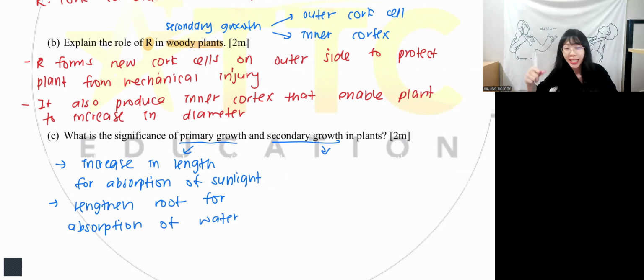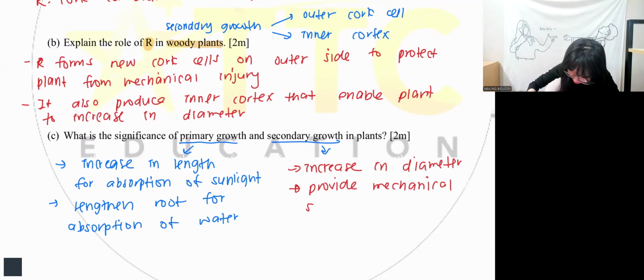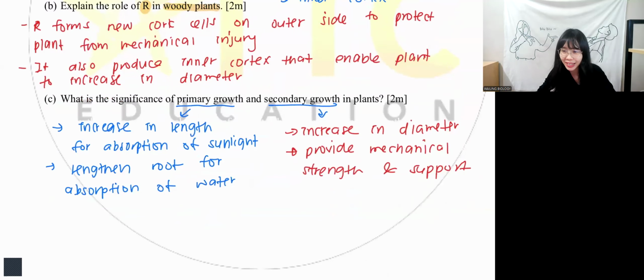Okay, secondary growth is to increase in what? Significance is importance. Necessity, significance, importance are the same meaning. Or increase in diameter, correct? So this one, increase in diameter. Why? Because they want to provide mechanical strength and support. In exam, please write in sentence like that. Otherwise, obviously, your answer is wrong. You're going to write in sentence in exam.